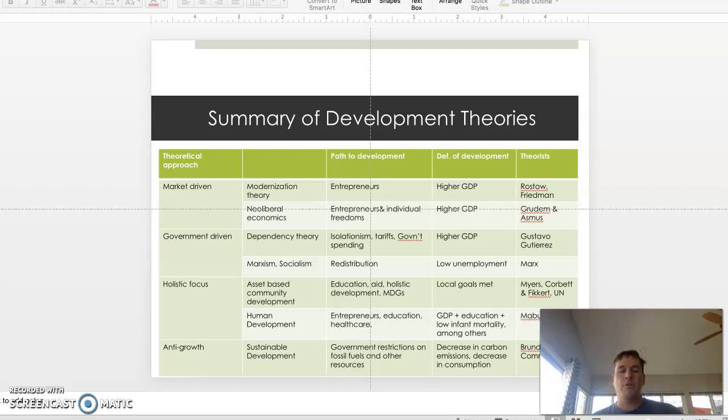Then there's the holistic focus at the community level, the grassroots level, which brings in asset-based community development and looks for local goals being met. So Corbett and Fickert and Bryant and Myers are examples of this, transformational development. There's the Human Development Index, which also is a holistic view, but tends to look more at macro issues. And then there's the anti-growth views like sustainable development. So these are some various ideas about what development is and how to attain it.